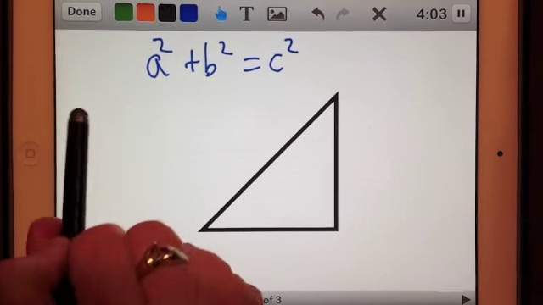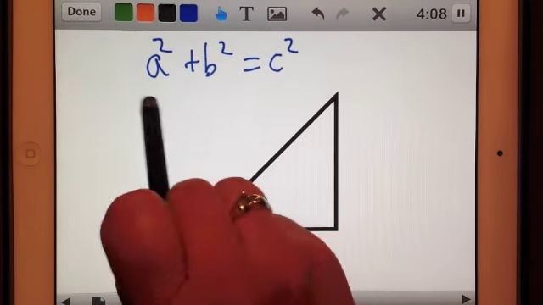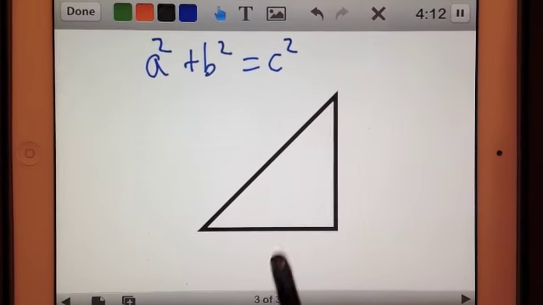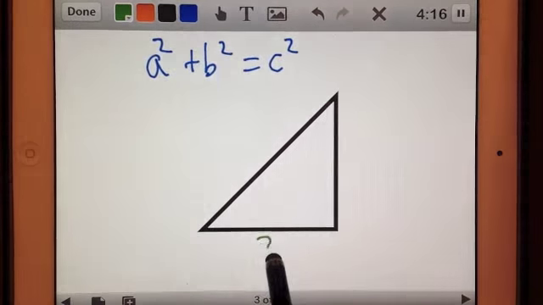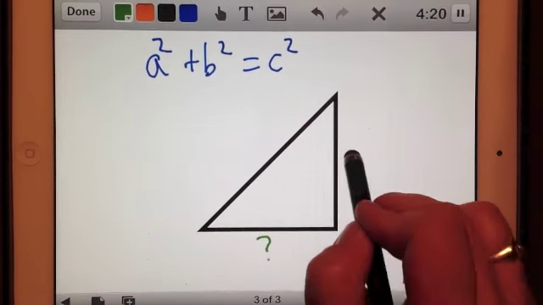Let's see how we can use this Pythagorean formula. We can use our knowledge about the Pythagorean theorem to be able to find the length of a missing side. So let's pretend like we do not know what the length of this side is. But we do know that the length of this side is 4 and the length of this side is 5.